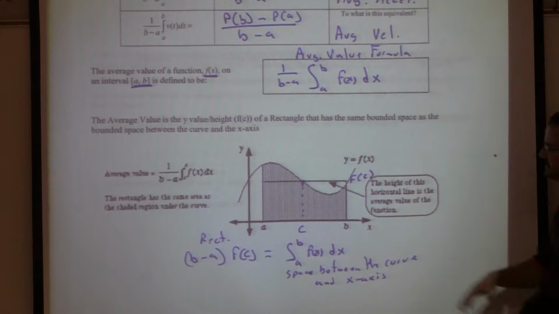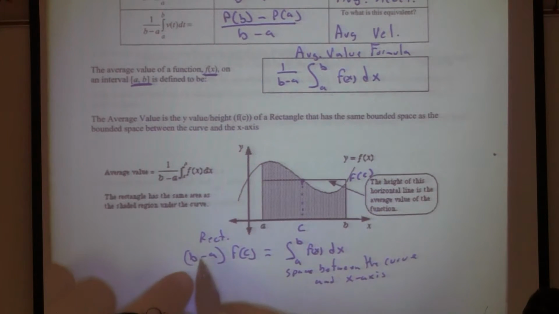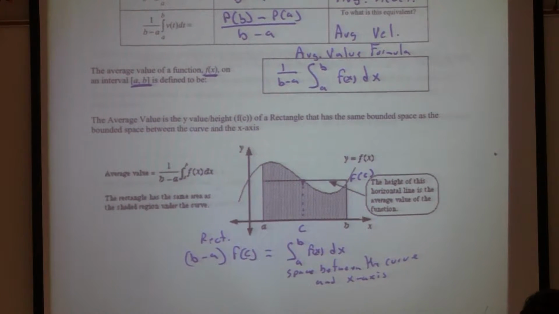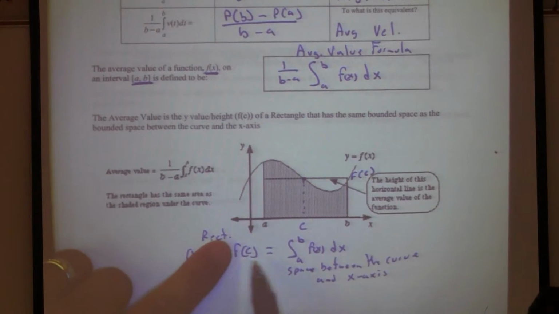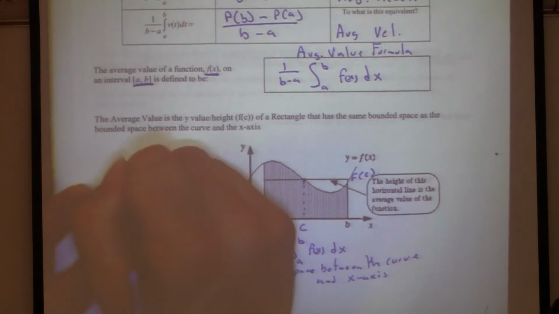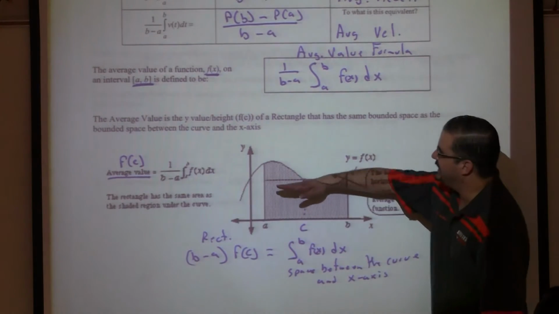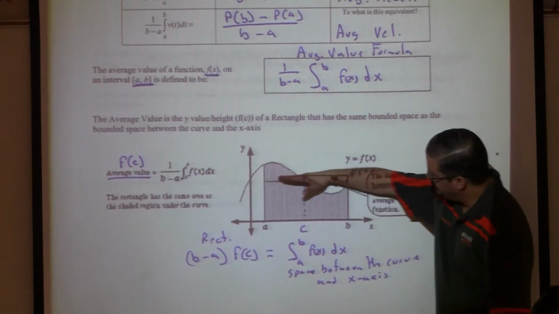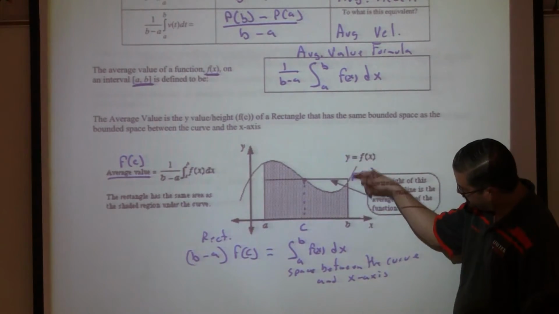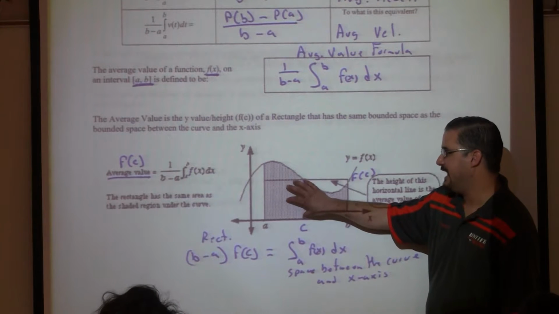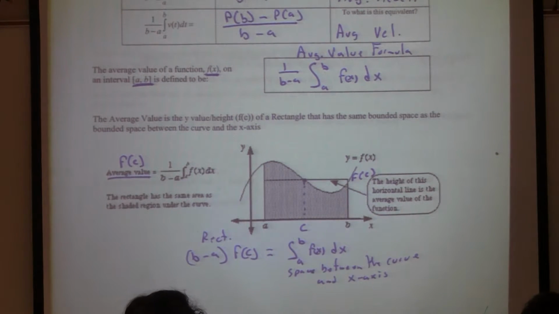How can I get this to be the same as that average value formula? Divide by b minus a, right? So if I divide by b minus a, that'll give me the 1 over b minus a times this integral, and it says that it's equal to what? F of c. So the average value will be represented by f of what? f of c. That average value is going to be the height of that rectangle, okay? That you can use to imagine a rectangle there and have the same area as the bounded area of the curve and the x-axis.